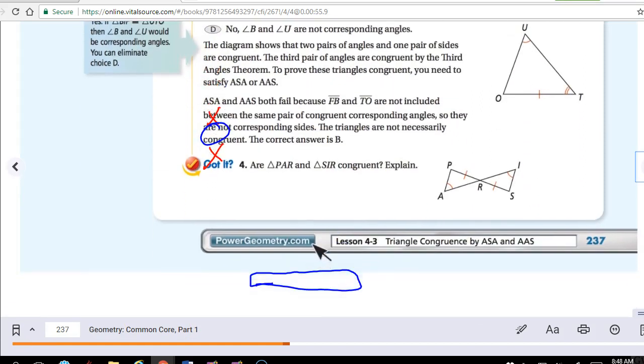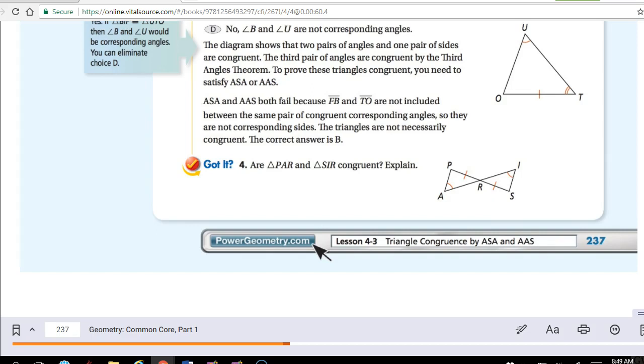Okay. All right. Now let me erase this. Get this out of the way. Number 4 here says, are PAR and SIR congruent to each other?